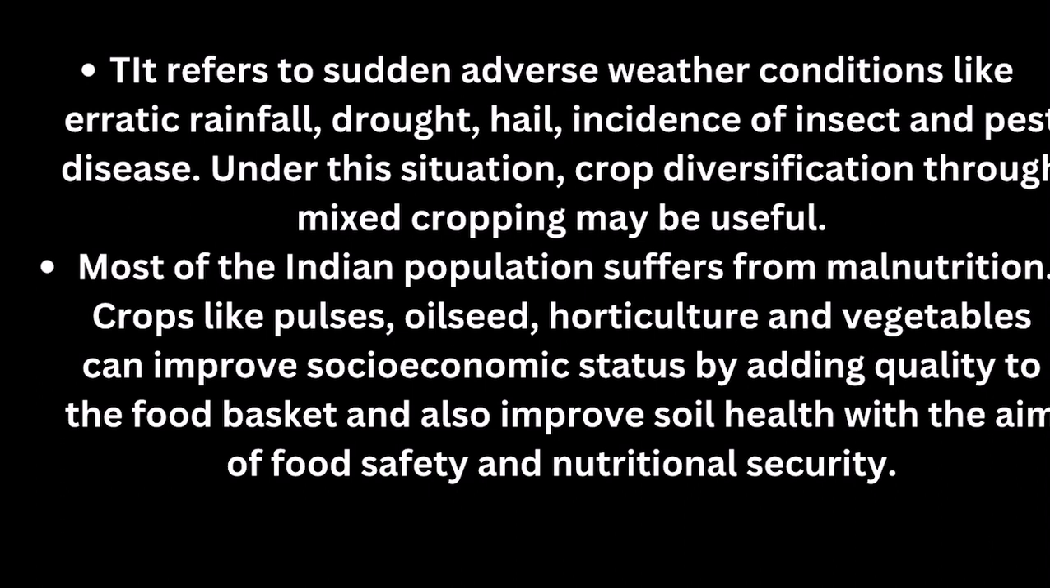It refers to sudden adverse weather conditions like erratic rainfall, drought, hail, and incidence of insect and pest disease. Under the situation, crop diversification through mixed cropping may be useful. Next is, most of the Indian population suffers from malnutrition. Crops like pulses, oilseeds, horticulture, and vegetables can improve socio-economic status by adding quality to the food basket and also improve soil health, which will aid food safety and nutritional security.